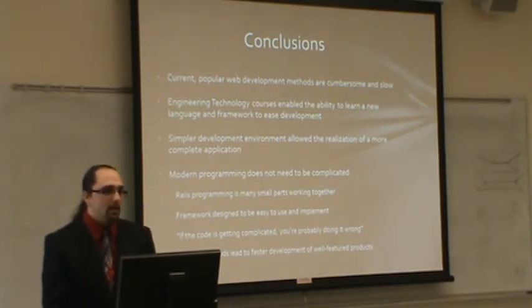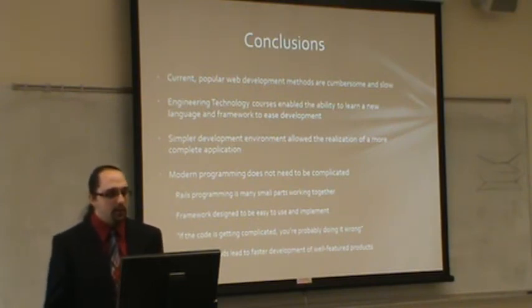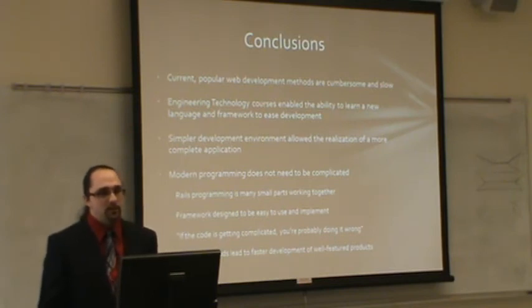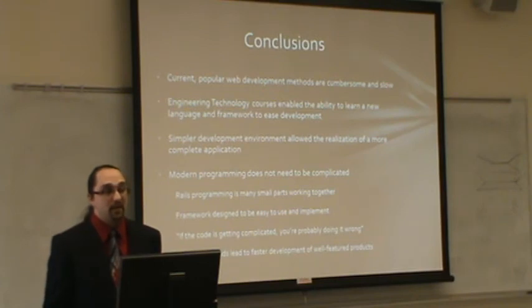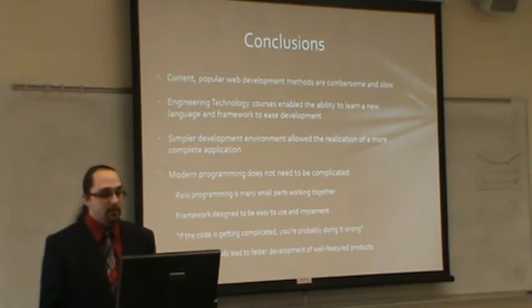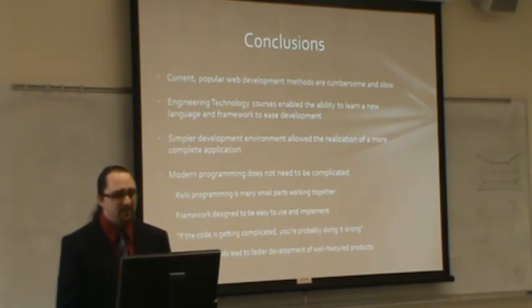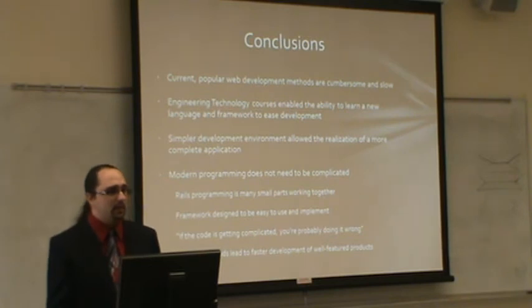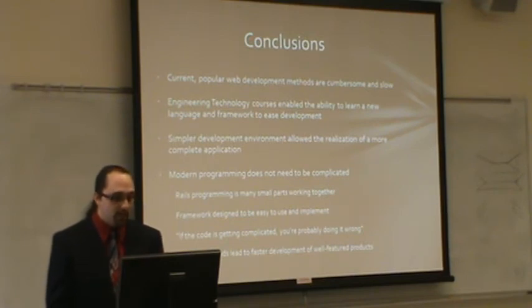to be complicated. It's all just a lot of little parts working together instead of one large complex piece of code. The framework was designed to be easy to use, easy to implement. One of the things I kept coming back to was if it's getting too complicated, I did it wrong. I deleted it and I started over from a different aspect, and usually it became a lot simpler. And these simpler methods end up leading to faster development and better products, which give a company more time to focus on developing more products, which turns into more money.